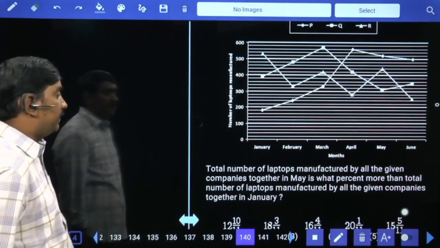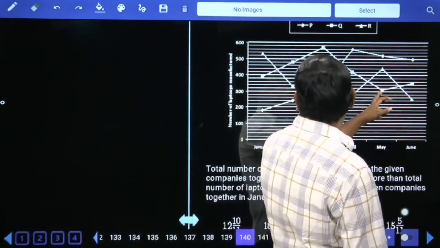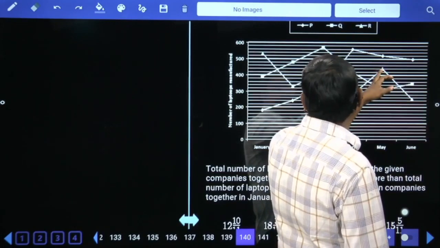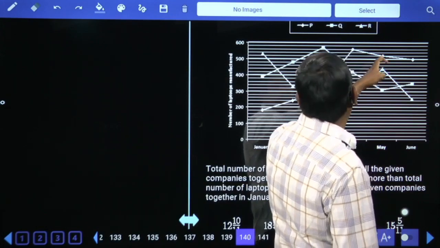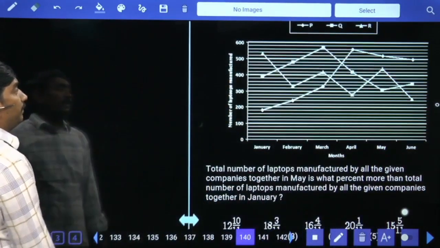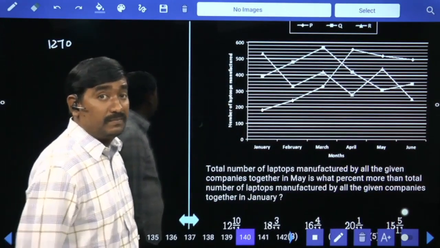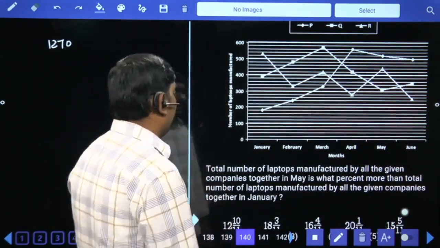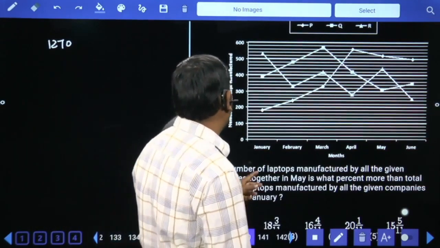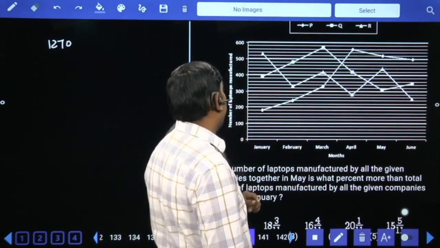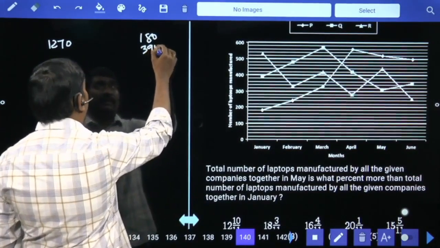Total number of laptops manufactured by all the given companies together in May: 310, 310 plus 440 is 750, 750 plus 520 is 1270. Is what percent more than the total number of laptops manufactured by all the given companies together in January? 180 plus 390 plus 530.